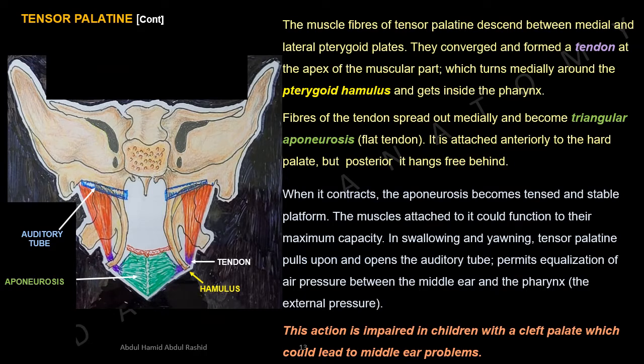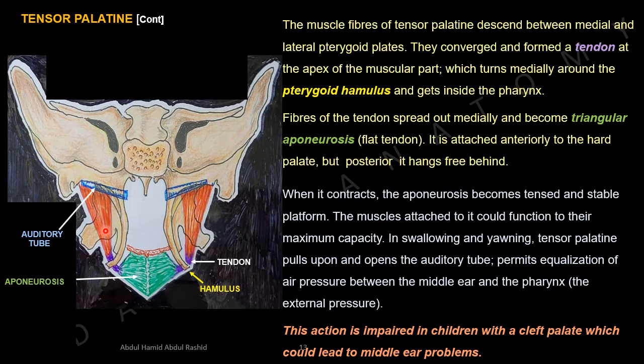Continuation of the tensor palatine muscles. Here is the tensor palatine muscle. This is the vertical muscular part, which lies between the medial and lateral pterygoid plates. This is the hamulus of the medial pterygoid plate, and this is the aponeurotic part.